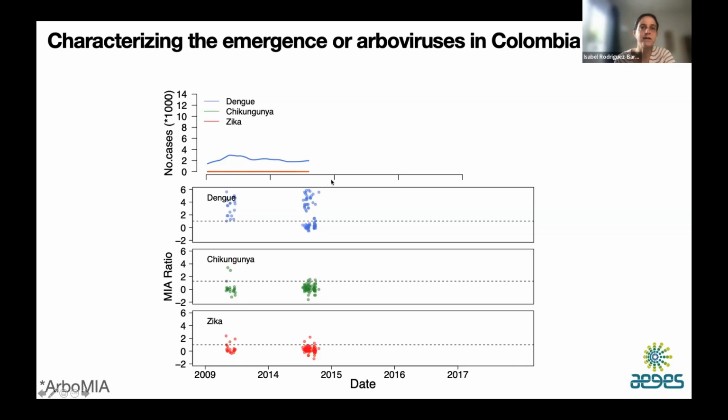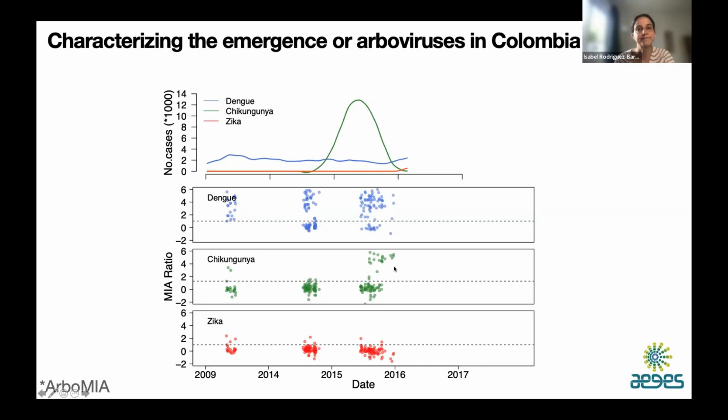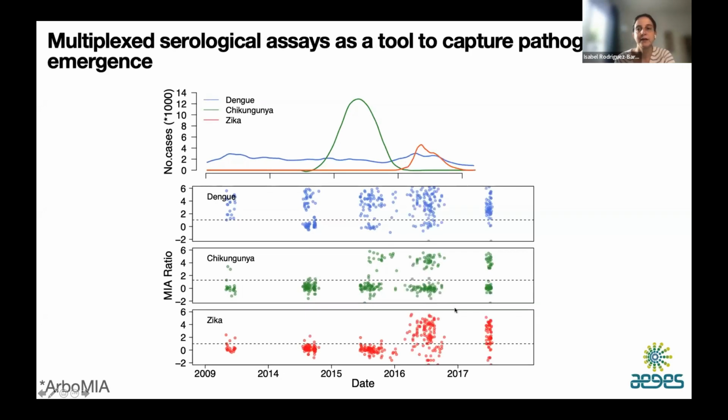And what you can see here is that prior to chikungunya emergence, you could only see responses to dengue in the population, essentially no response to Zika and chikungunya. Then after the big epidemic of chikungunya, a lot of the population seroconverted to chikungunya. And then when Zika emerged, a lot of the population seroconverted to Zika. Now this was done, as I said before, retrospectively, but you can imagine how powerful this could be if done in real time. Potentially it could have detected the start of these outbreaks before the health system captured them.